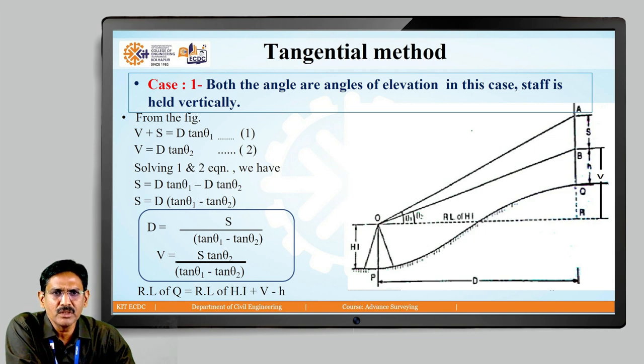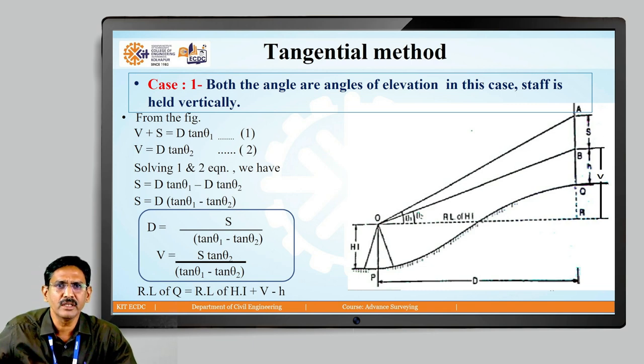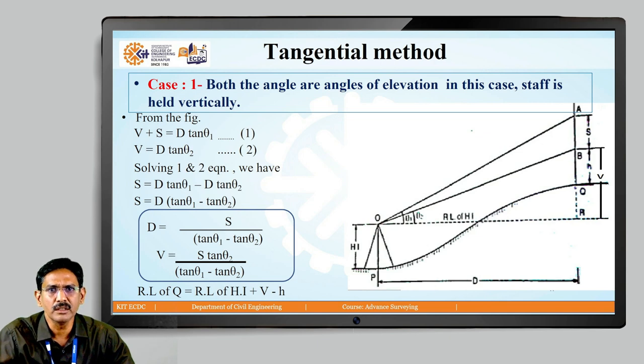Now, solving both these equations, we get an equation for the distance D, which is equal to S upon tan theta 1 minus tan theta 2. Here S stands for the staff intercept, which is known. It can be 2 meters or it can be 3 meters. And for V, we simply substitute in either of the first or second equations, which we already derived at the top here. You can see it can be V plus S is equal to D tan theta 1 or V is equal to D tan theta 2.